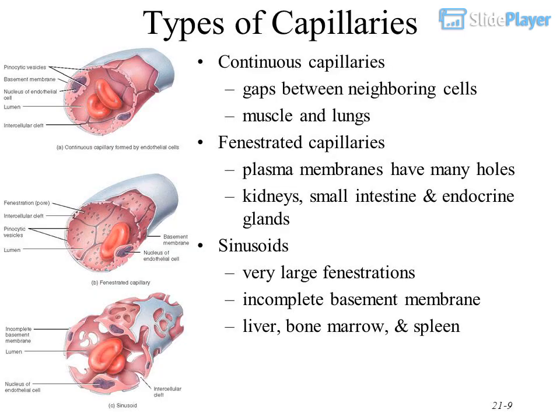Types of capillaries: continuous capillaries have gaps between neighboring cells, found in muscle and lungs. Fenestrated capillaries have plasma membranes with many holes, found in the kidneys, small intestine and endocrine glands. Sinusoids have very large fenestrations and an incomplete basement membrane, found in the liver, bone marrow, and spleen.